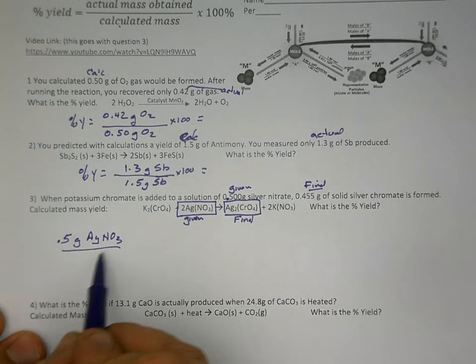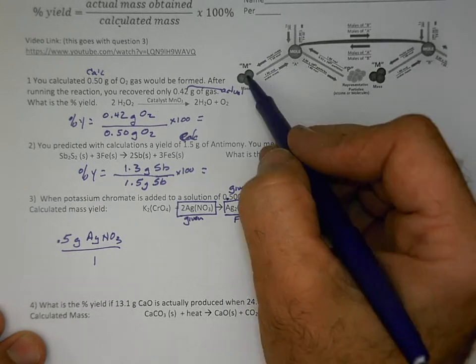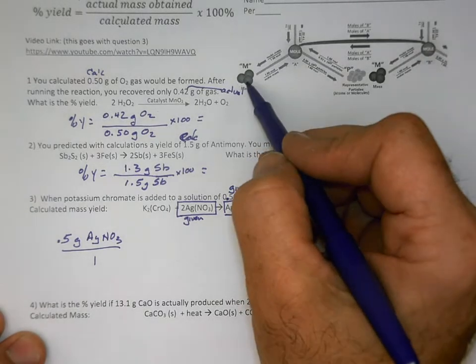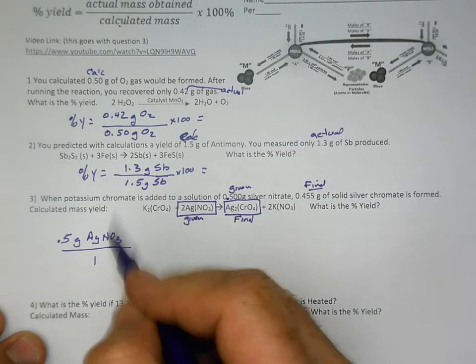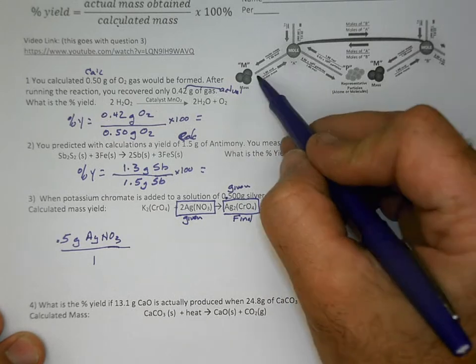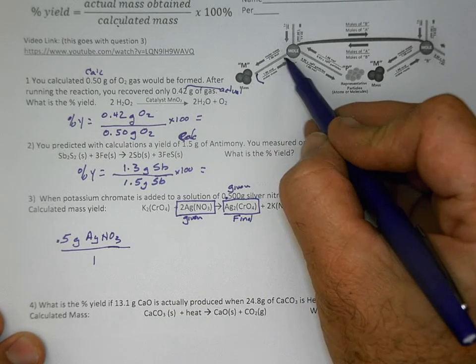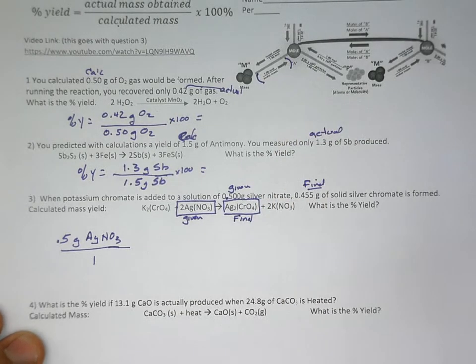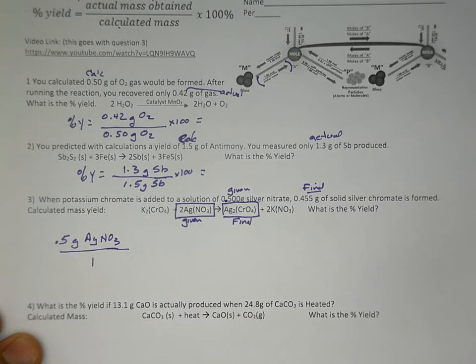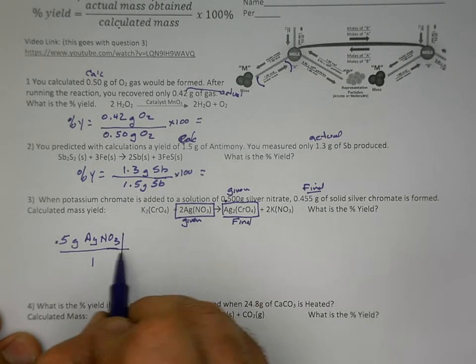That's going to go over 1. We always want those to go, and that's where we're starting right here. We're starting down here at grams of a chemical. And then the next step we need to do on all of these, we're going to have to change the grams of the chemical into moles. And we're going to have to divide by the molar mass of silver nitrate.